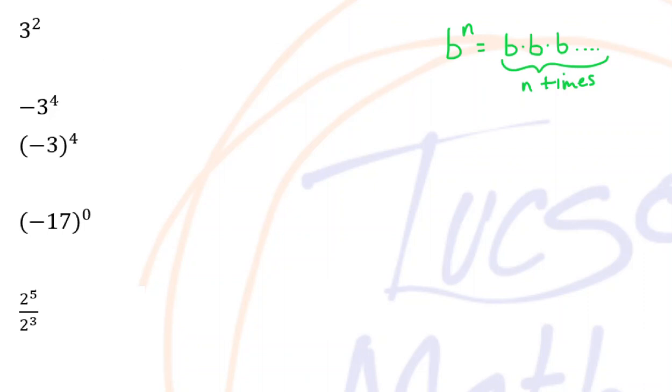So for our first problem here, we have 3 squared, a very simple one. That means take 3 and multiply it by itself, so that there's two 3's multiplied together, 3 times 3, which is 9.